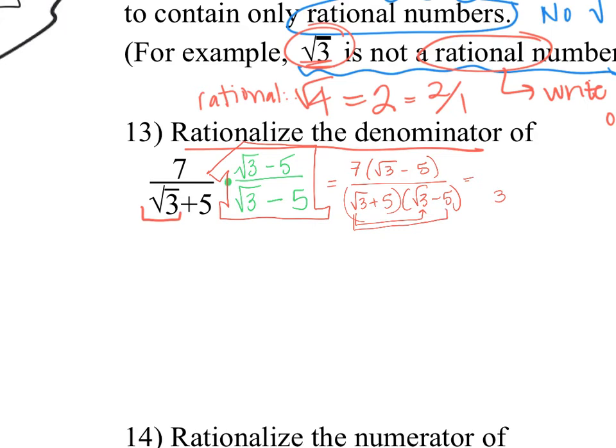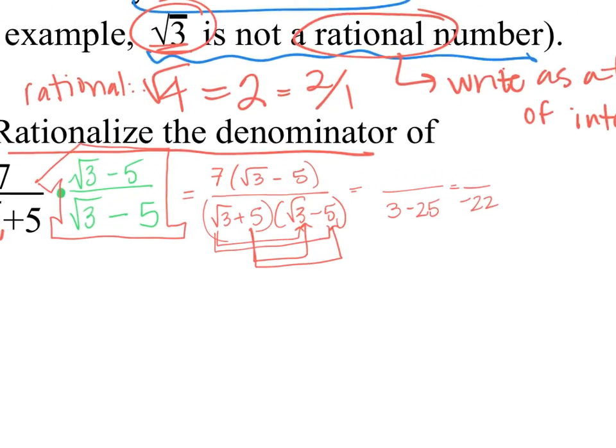Radical 3 times minus 5, negative 5, is negative 5 square roots of 3. But we also know we have positive 5 square roots of 3, so those cancel. And so then the last product we need is just 5 times negative 5, which is that negative 25. So we already saw this, but that would be negative 22. So we have rationalized the denominator, but let's write our final answer.